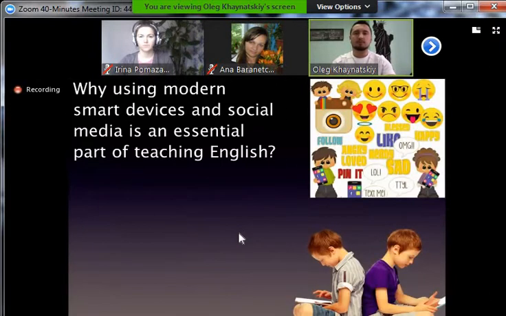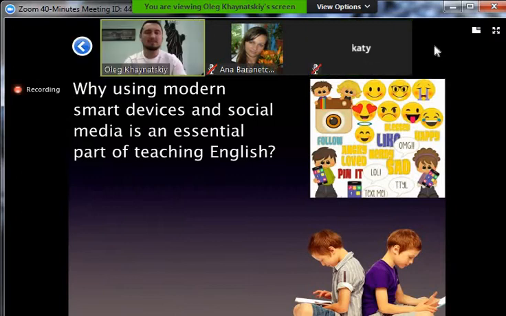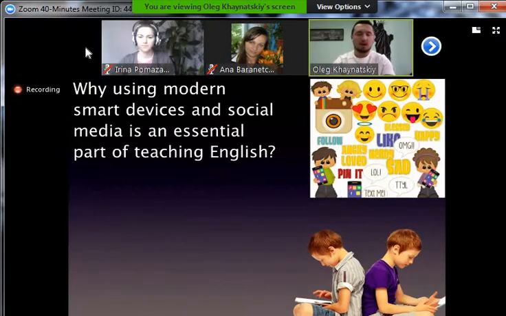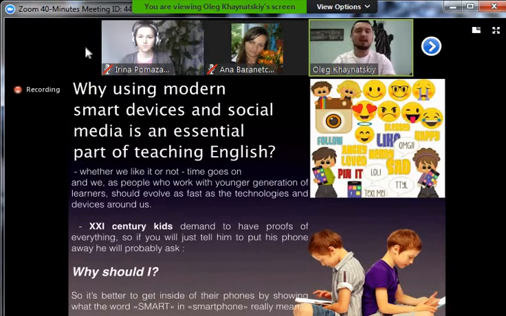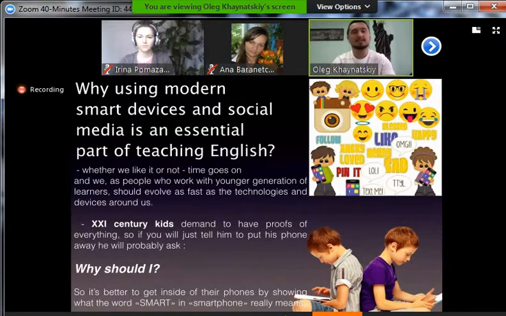So starting from the very top is actually why using more modern smart devices and social media is an essential part of teaching English. For some of you, the answer might be obvious. For some of you, it can still be a problem point to answer. The way I see it is that whether we like it or not, time goes on, and we as people who work with the younger generation of learners should evolve as fast as the technologies and devices around us.